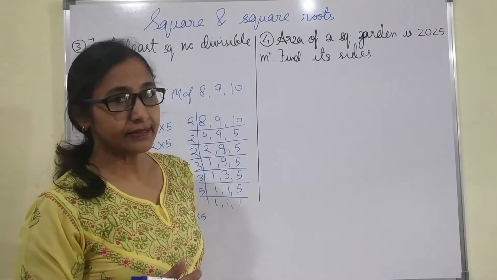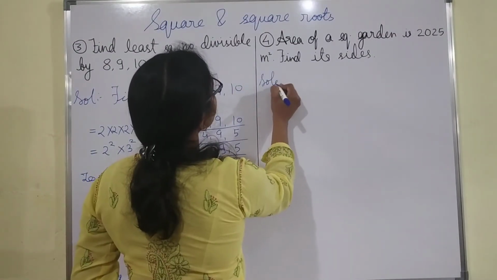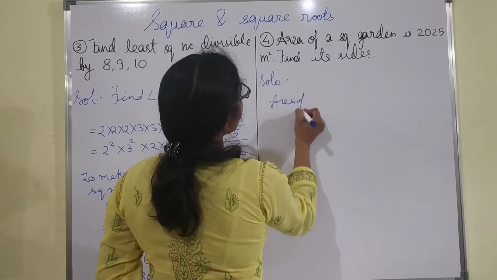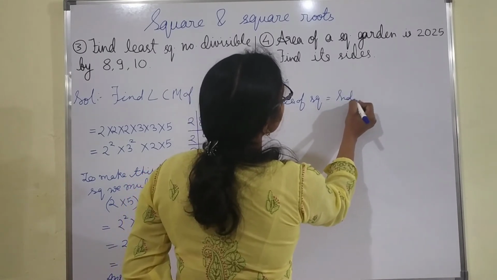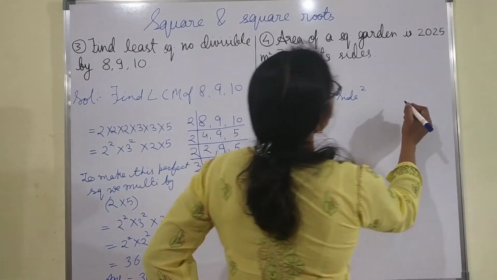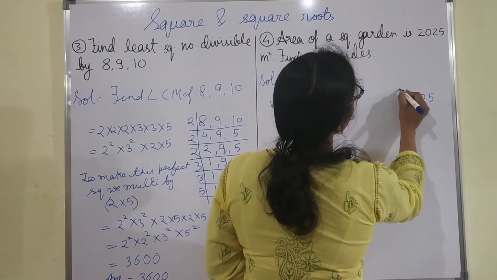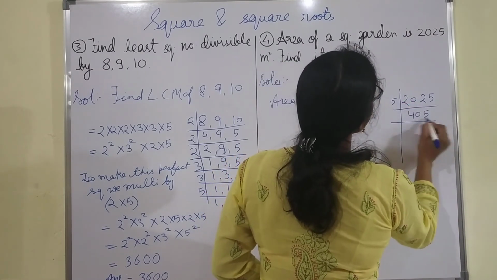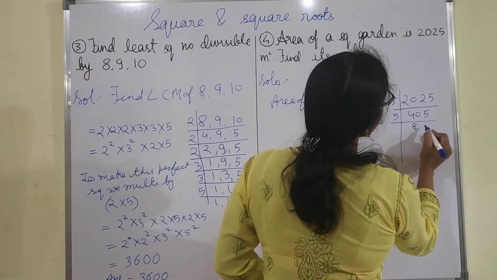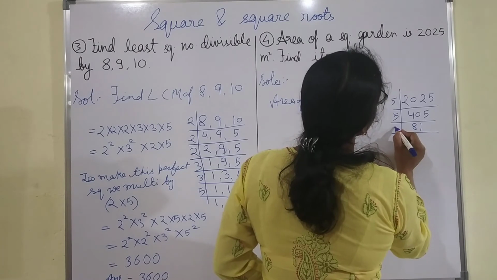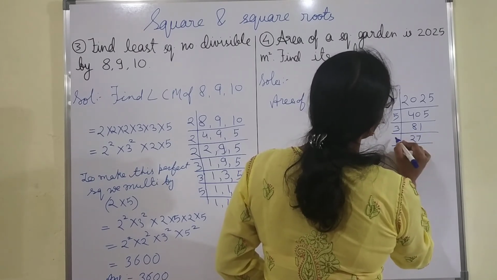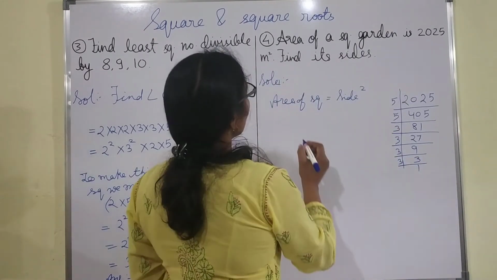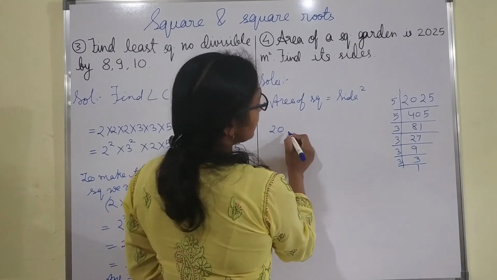Now the next question: the area of a square garden is 2025 meter square. Find its side. Solution. As we know, the area of a square equals side square. So 2025: 5 fours are 20, 5 fives are 25, 5 eights are 40, 5 ones are 5, 3 nines are 27, 3 threes are 9, 3 ones are 3.